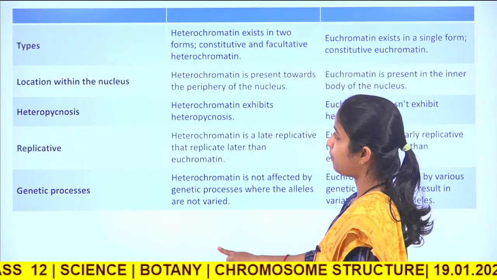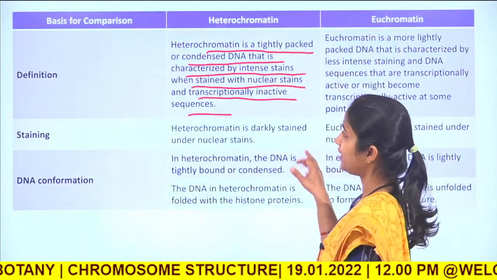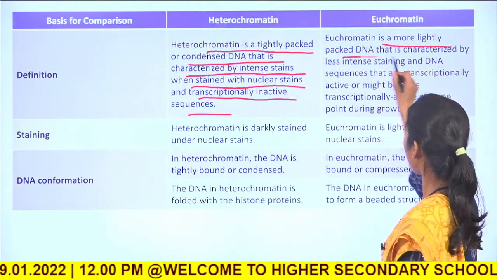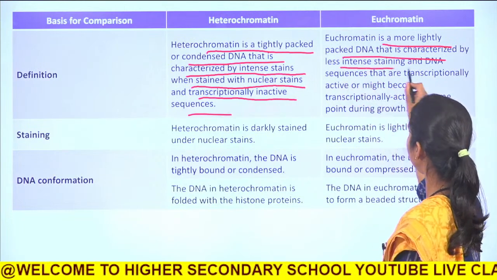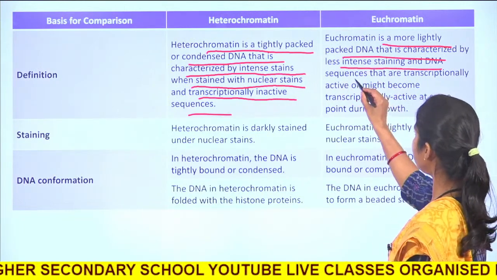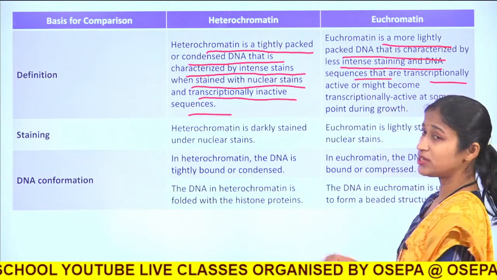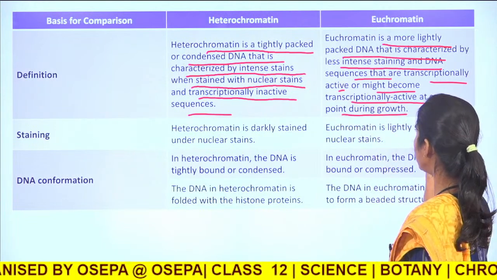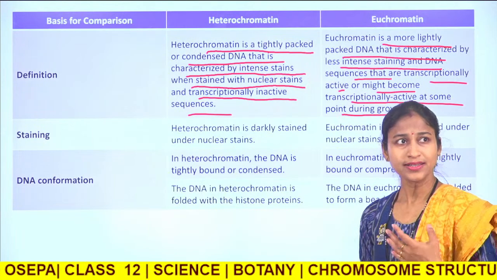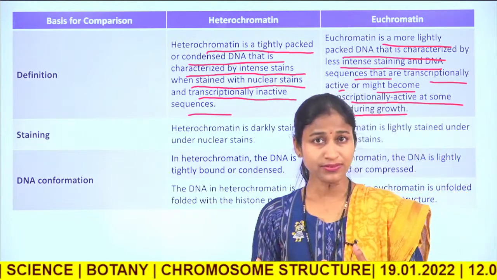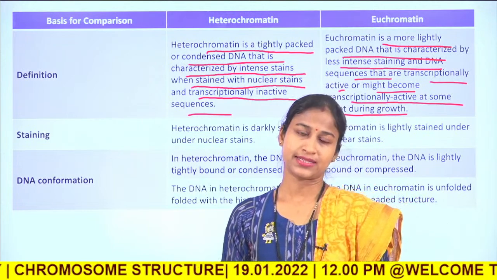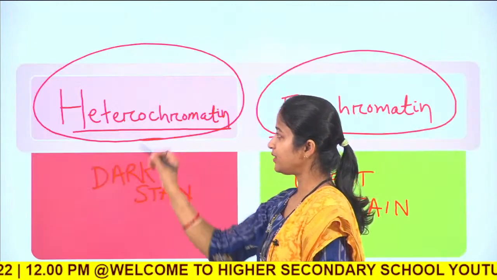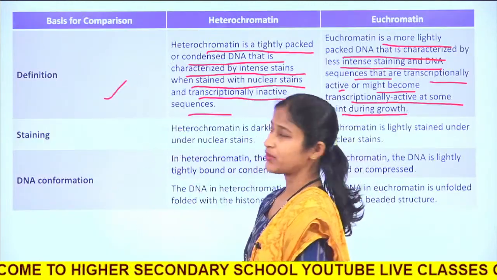Okay. So, let us have a comparison between the heterochromatin and the euchromatin. Euchromatin is a more lightly packed DNA that is characterized by less intense staining and DNA sequences that are transcriptionally very active and might become transcriptionally active at some point during growth. Either they are transcriptionally active or they will be transcriptionally active at any point of the growth. Okay. So, this is regarding the definition.